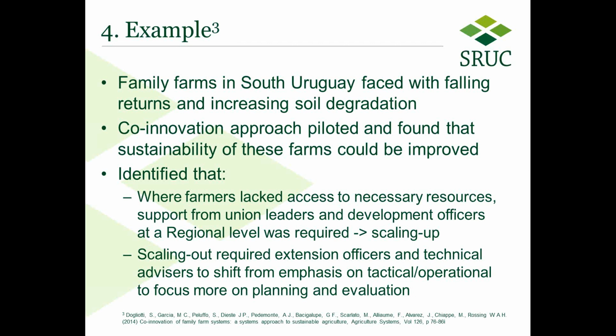So what happened here in a small pilot project, they adopted a co-innovation approach and involved a wide range of stakeholders. And in fact, they found that the sustainability of the farms could be improved. The key learnings from that really were where farmers lacked access to necessary resources, as you can see on the slide there, then support from union leaders and development officers at a regional level was required. And that gives us the idea of scaling up to allow the innovations to take root.